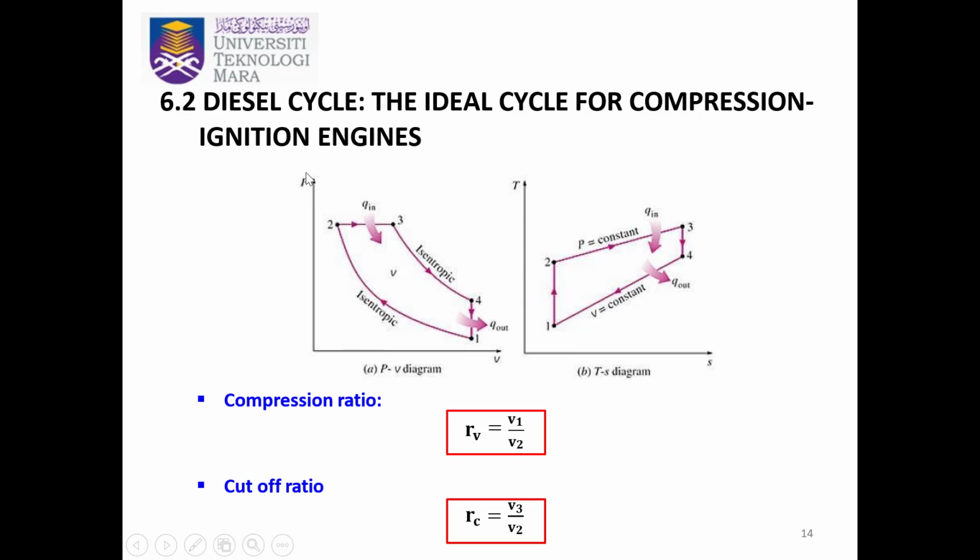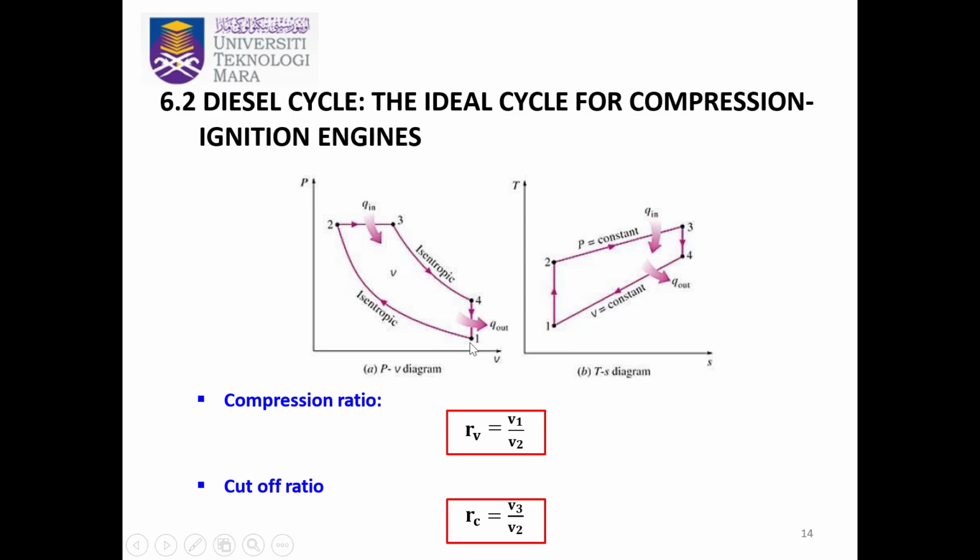Alright, so this is the PV diagram and the TS diagram for the diesel engine. If you can see, ada different kat sini. For the PV diagram, we have one constant pressure and one constant volume process, different from the internal combustion engine, where kita ada dua constant volume process. But here we have one constant pressure process and one constant volume process, and we have two isentropic processes too, the same as ICE.